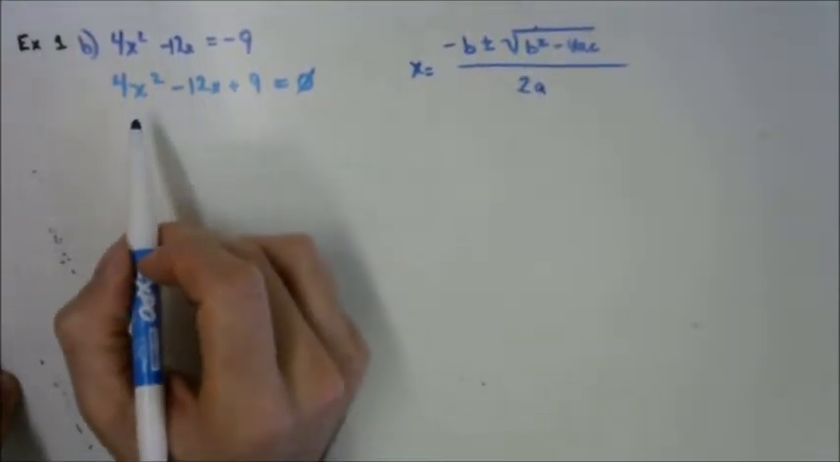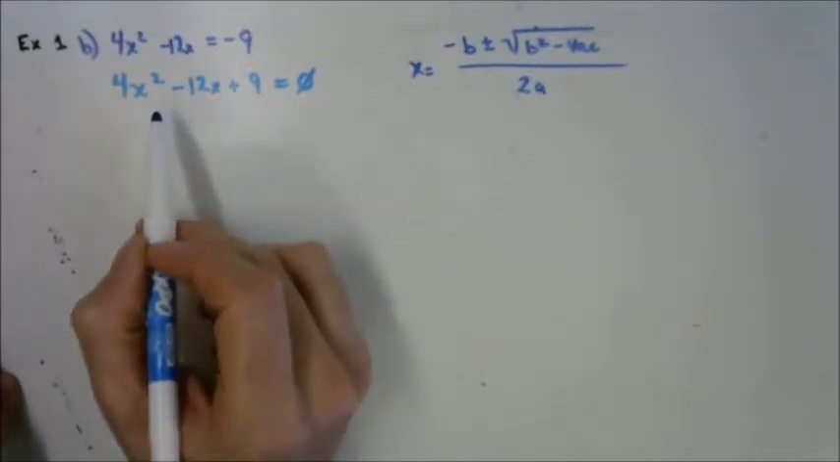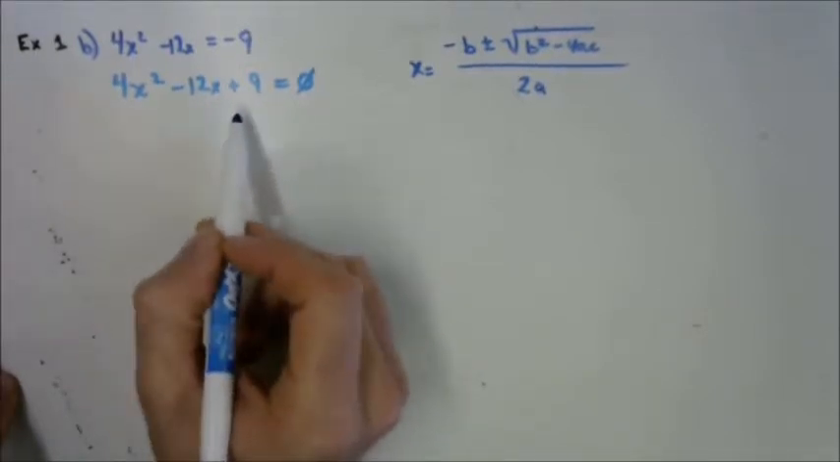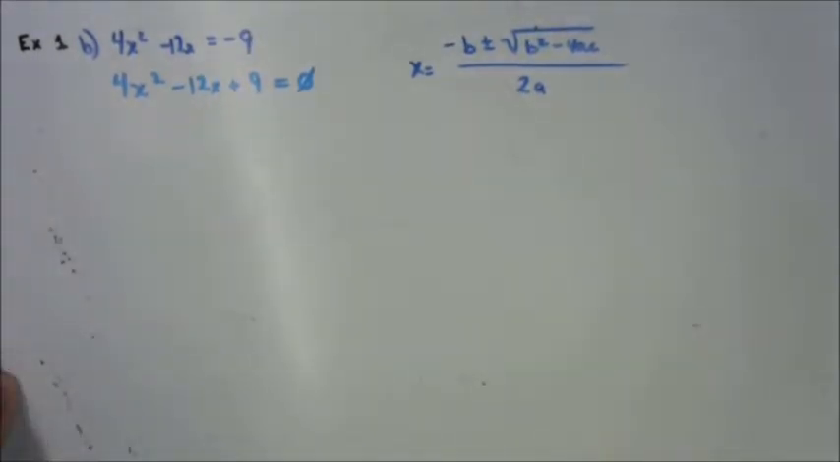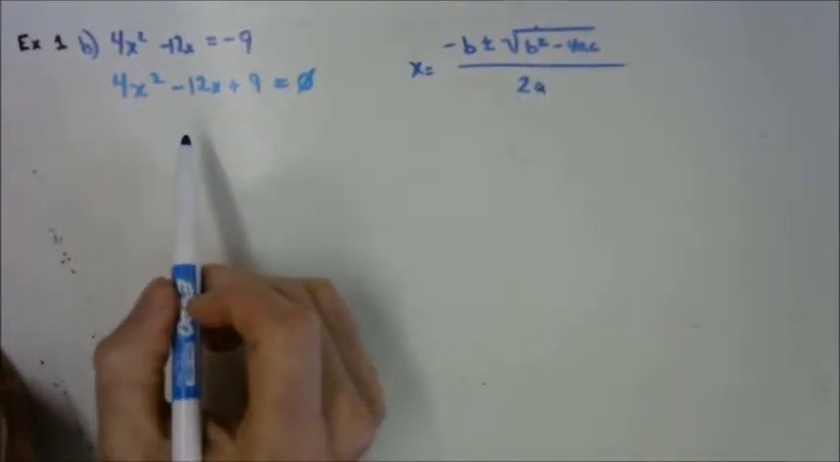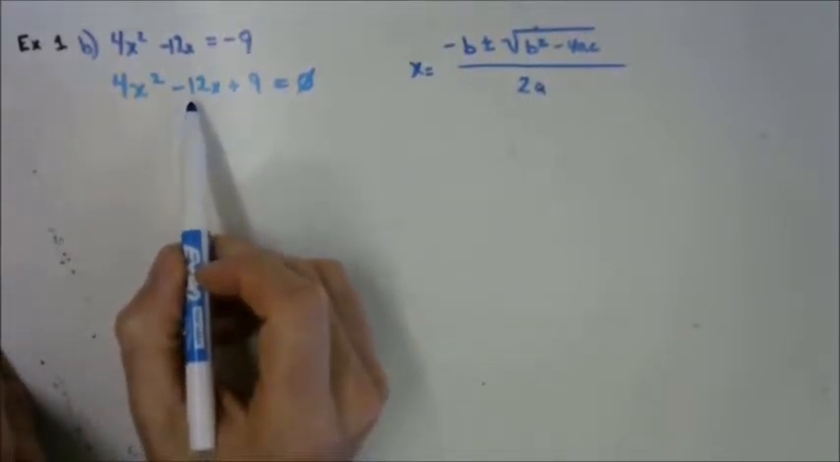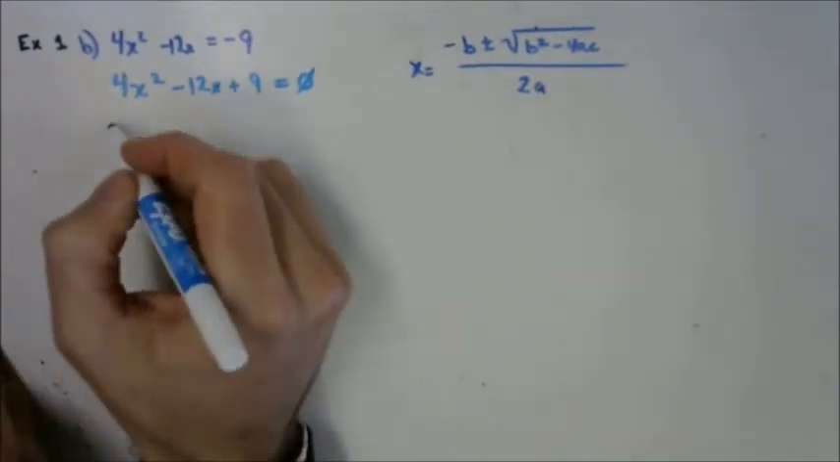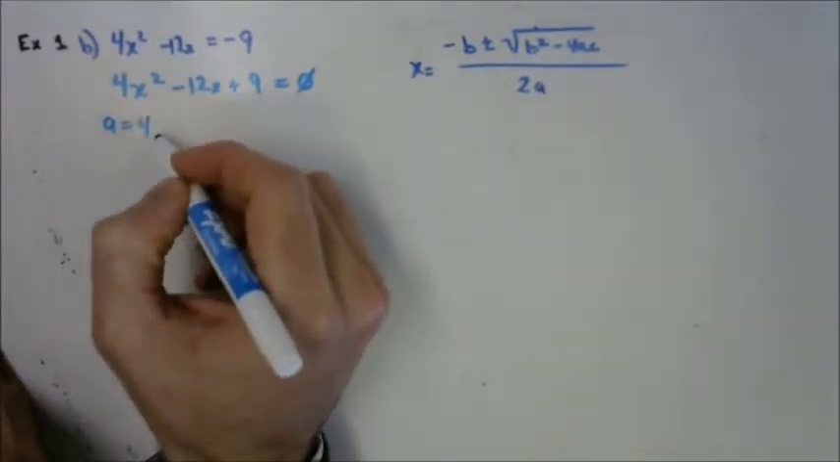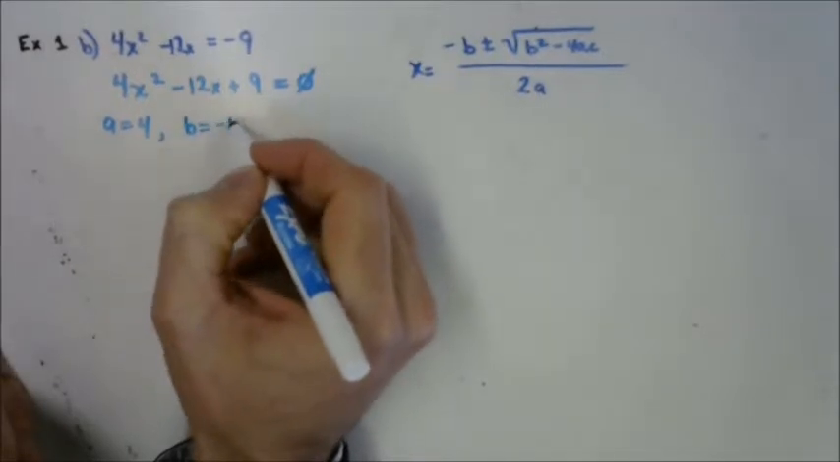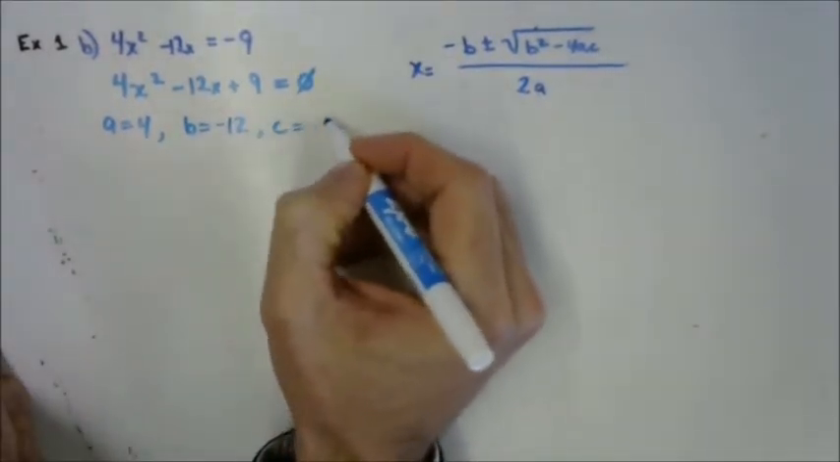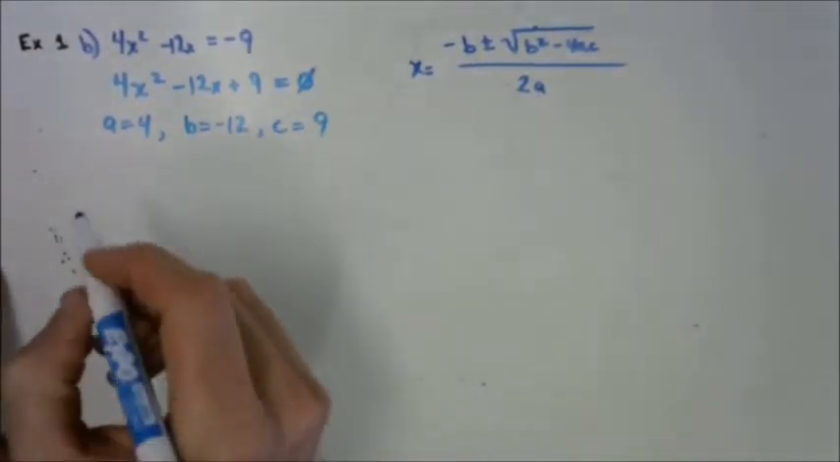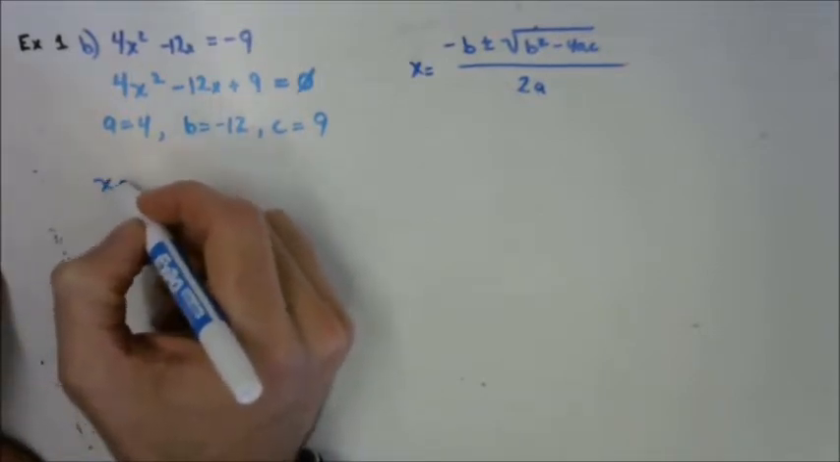Now, what could also happen is that there could be a greatest common factor somewhere in here. There isn't. And I can't find any integers that will add to negative 12 and multiply to positive 36. So I'm going to go ahead and identify my parameters here. A equals 4, B equals negative 12, C equals 9. And now I'm just going to plug them into my quadratic formula.